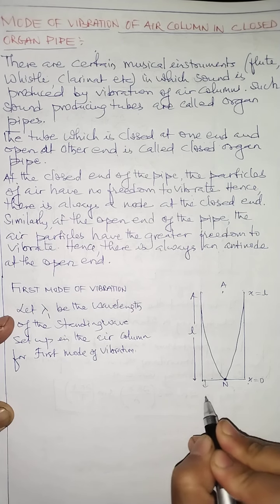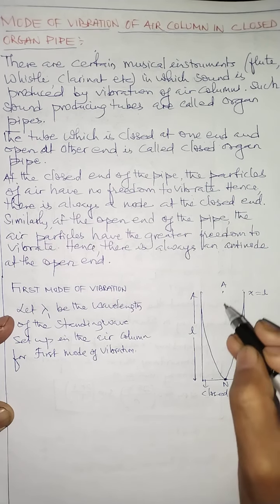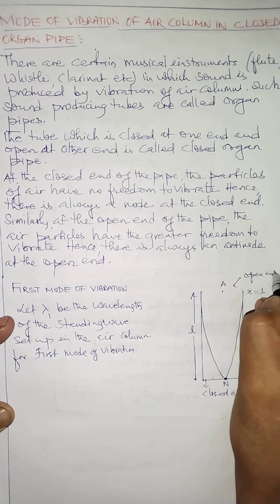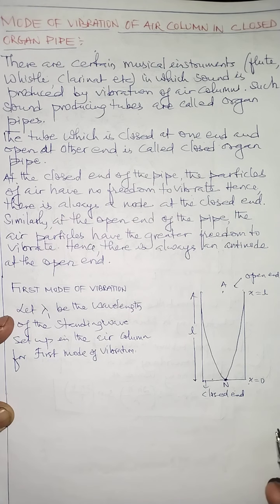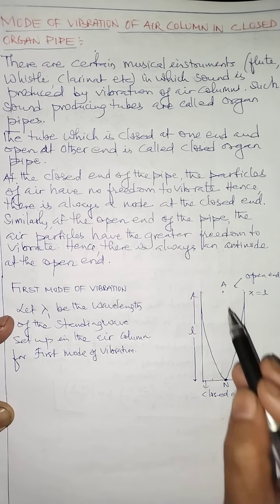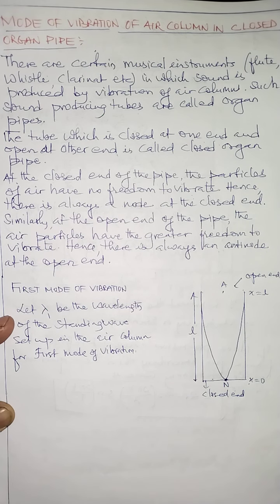So this end is what end? Closed end. This is the closed end of the organ pipe, and this is the open end of the organ pipe. So in the case of the first mode of vibration, only one node and one antinode are formed between the two ends. One is called the open end, another is the closed end. And such a mode of vibration is called the first mode of vibration.